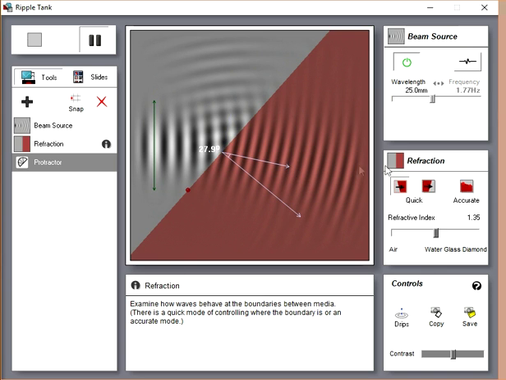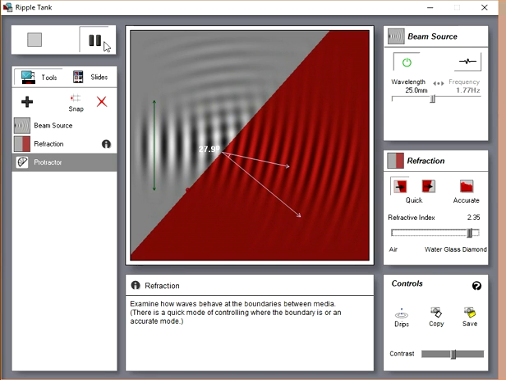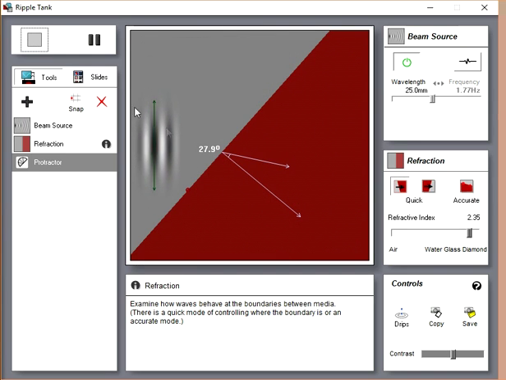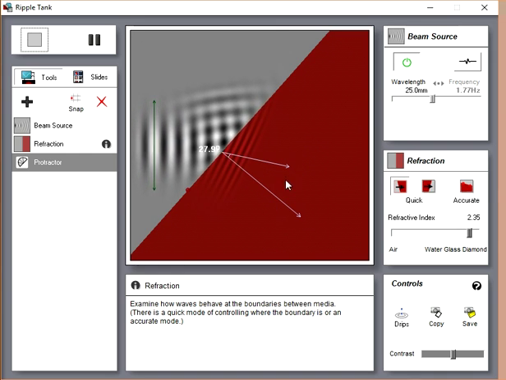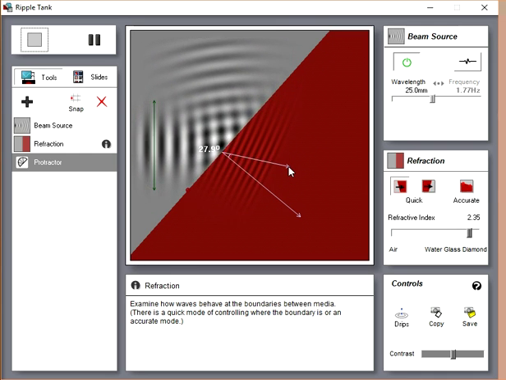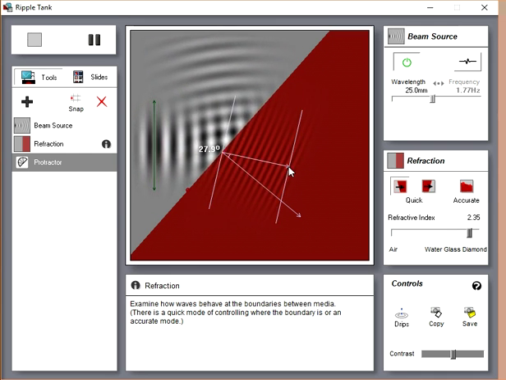The pause button can make this a lot easier. And with the simulation, you can change refractive index just by moving the slider. Again, pausing and using the wave guides makes this really easy.